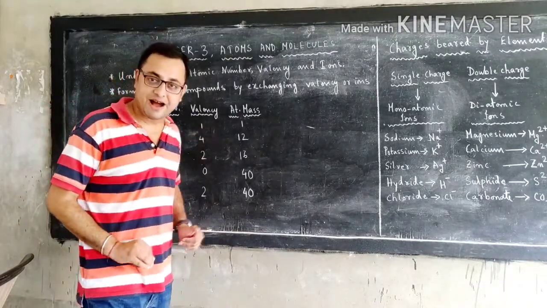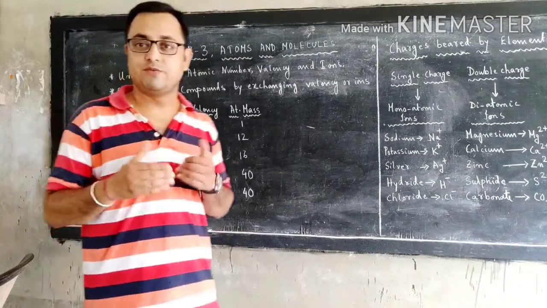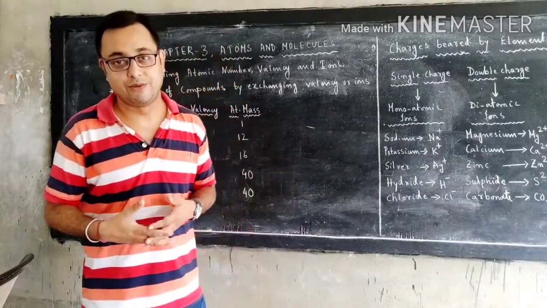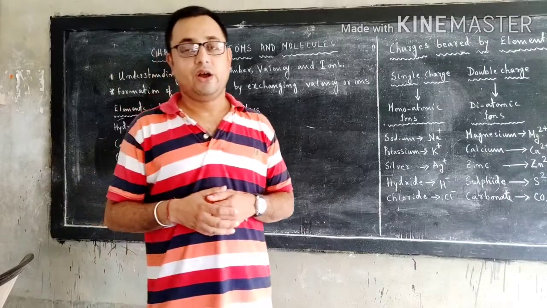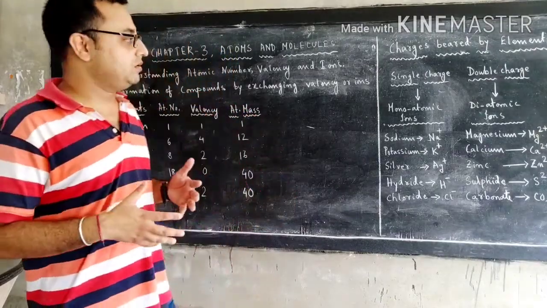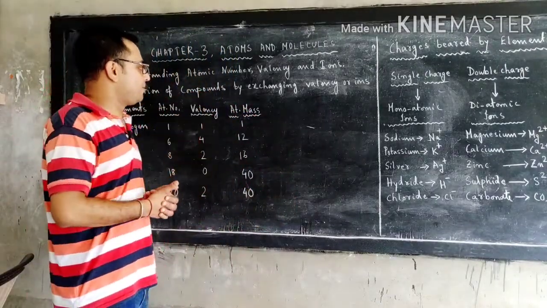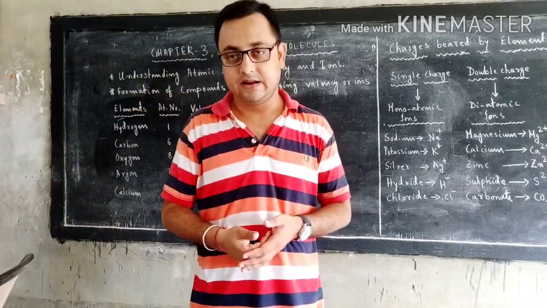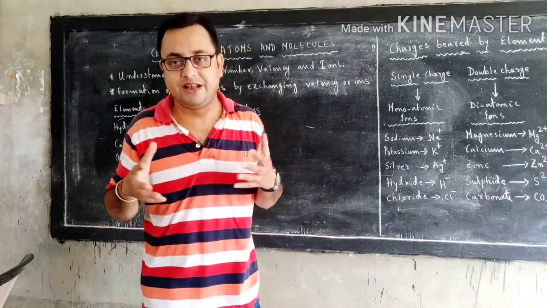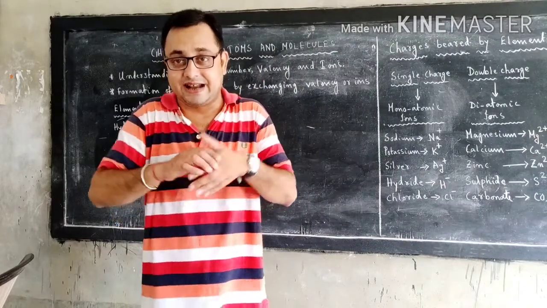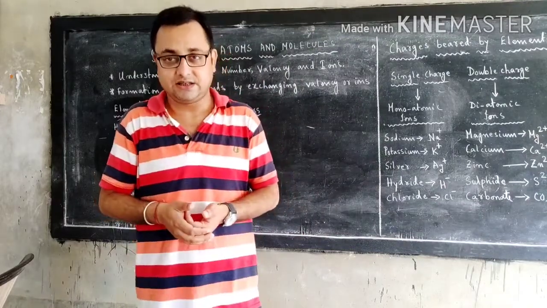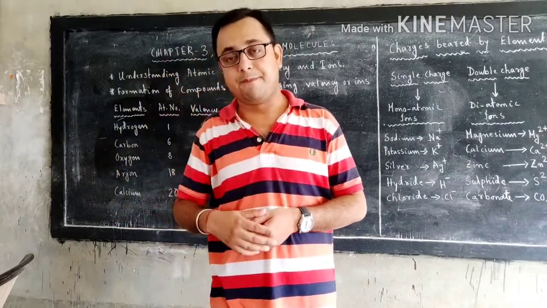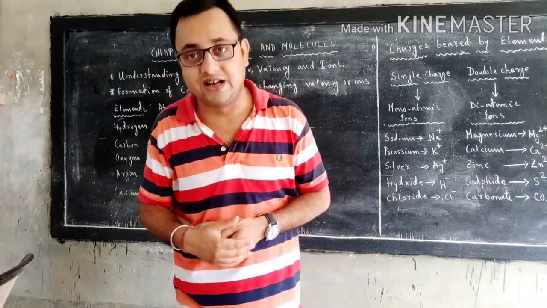So by now, you should know the atomic mass also. Alright, what would be the atomic masses? If you go through your book, you will come to know the atomic mass of an element. Okay? Now, we form a compound either by combining the valencies, that is exchanging the valencies. Okay? And number 2, we form the compound by exchanging the charges.